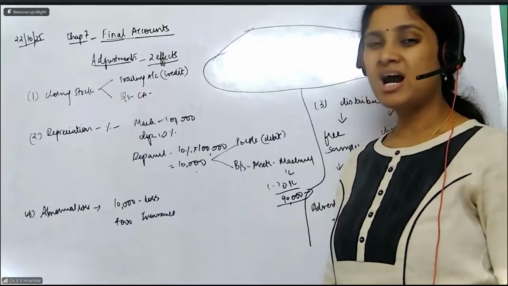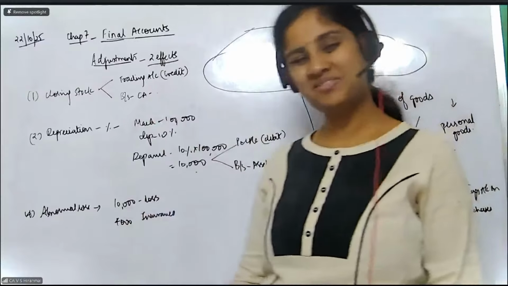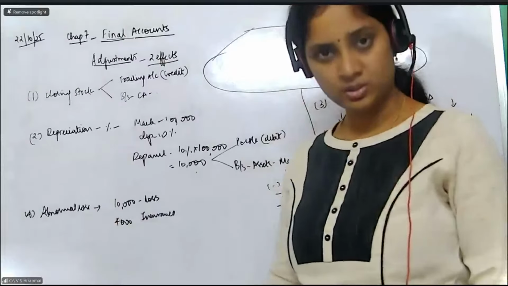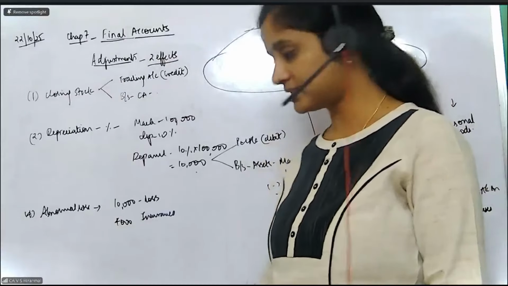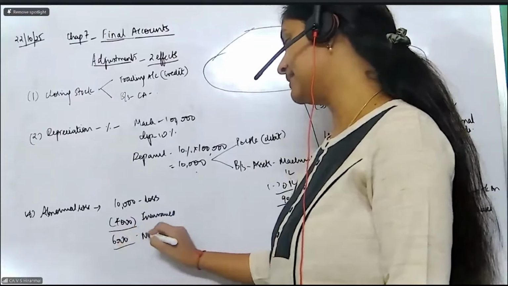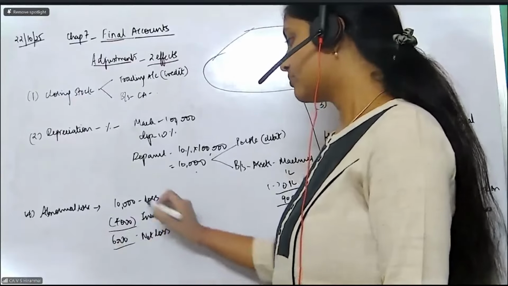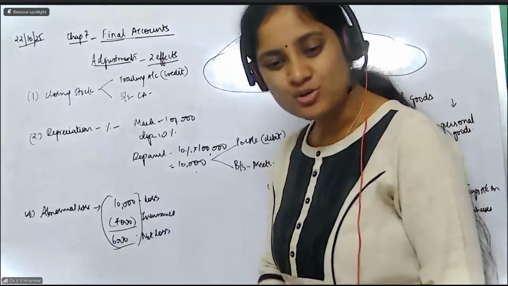So, madam, how do I now deal with this abnormal loss? My dear students, very, very easy. 10,000 is the total loss. In that you are receiving 4,000 as your insurance amount or the insurance claim. I remove this particular 4,000. Now 6,000 is my net loss. So, madam, all these three amounts, where should I show, madam? How should I show, madam?